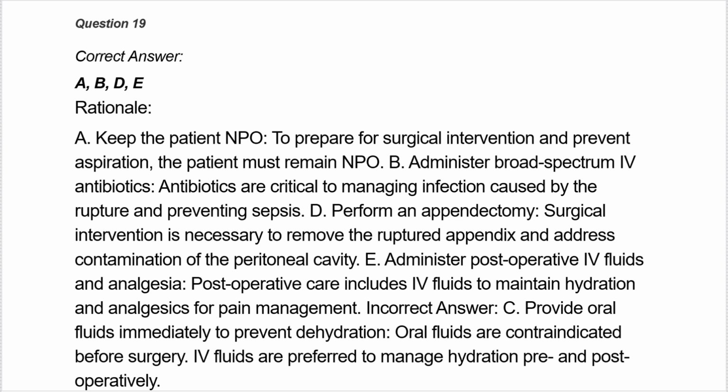Keep the patient NPO. To prepare for surgical intervention and prevent aspiration, the patient must remain NPO. B. Administer broad-spectrum IV antibiotics. Antibiotics are critical to managing infection caused by the rupture and preventing sepsis. D. Perform an appendectomy. Surgical intervention is necessary to remove the ruptured appendix and address contamination of the peritoneal cavity.